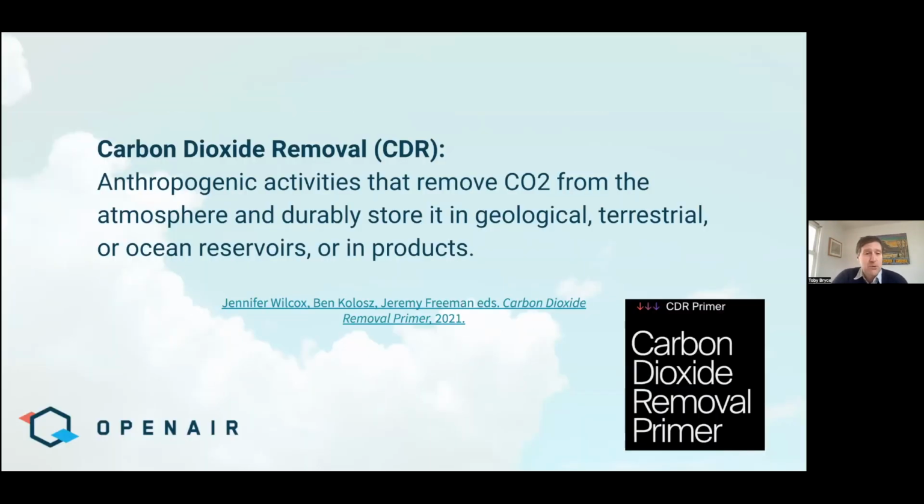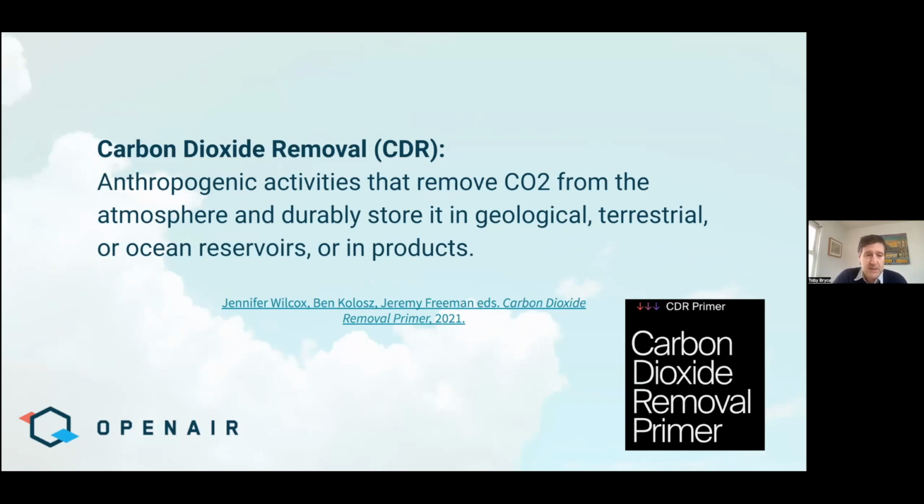Before we start the program, as always, just the quick definition of what we're talking about when we talk about carbon removal. The definition here is from the CDR primer, which is an amazing online document that you can also get a hard copy of, and everyone should. It's an open source overview of carbon removal put together by over 50 experts, led by Jen Wilcox, who is now the Assistant Secretary of the Department of Energy's Fossil Energy and Carbon Management office.